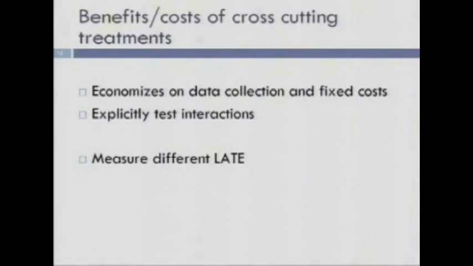Okay. I wanted to talk about cross-cutting treatment, which is what people in medicine will call factorial design. These are quite common in a lot of the economics field experiment literature in developing countries. There are a number of advantages of them. There's one really key advantage, which is you economize a lot on data collection and on fixed costs.